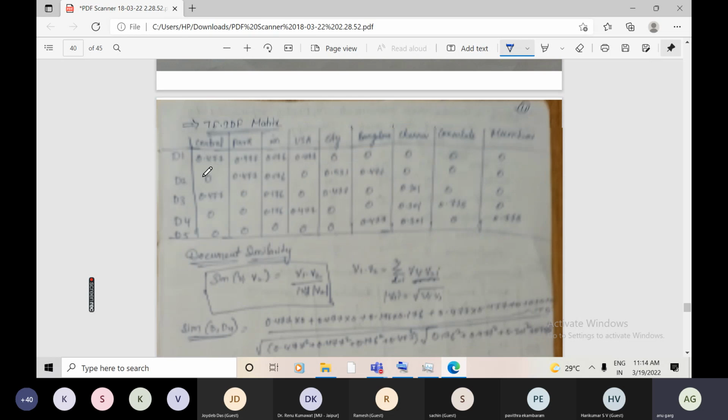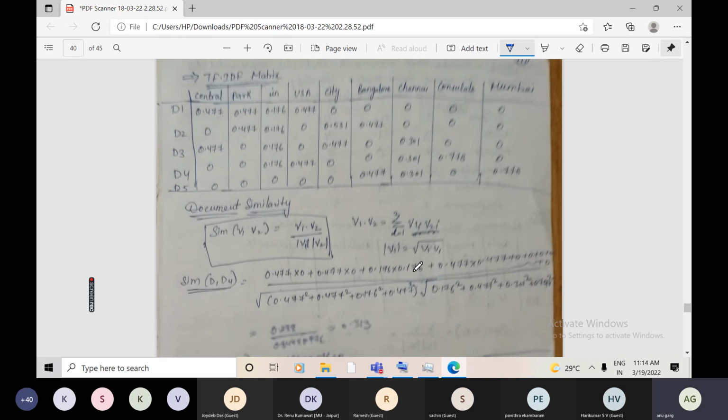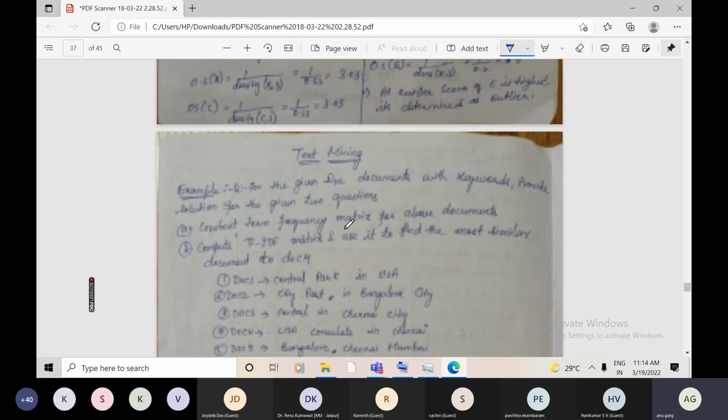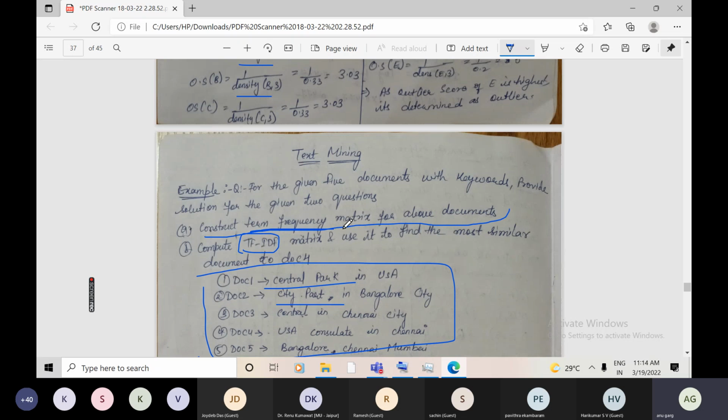And after you finish all the values, again draw your table, so it is clear. Write down all the values you obtained. So this is your TF-IDF matrix. Once you finish this, you start finding the similarity of the documents. In the question, the first part asked to construct a term frequency matrix, and next is to compute the TF-IDF matrix. We have done till here.